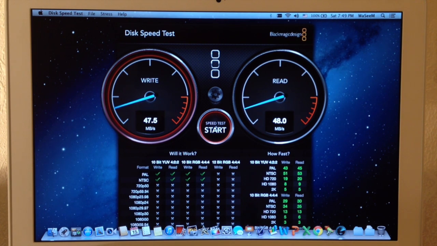So now we are looking at the disk speed of the HDD. You can see the writing speed is about 48, 49, and the reading speed about 47, 48. So it's about the same.